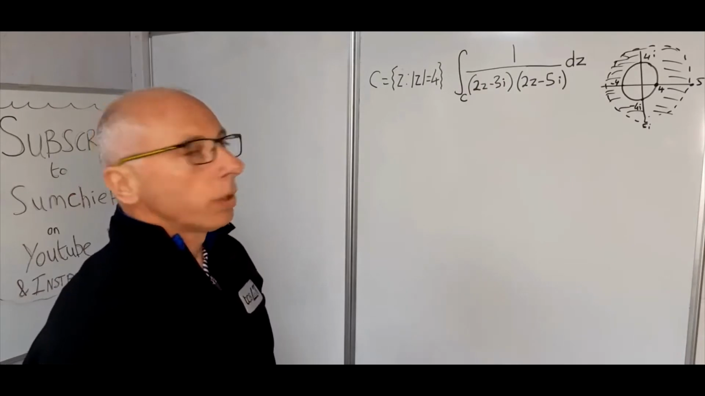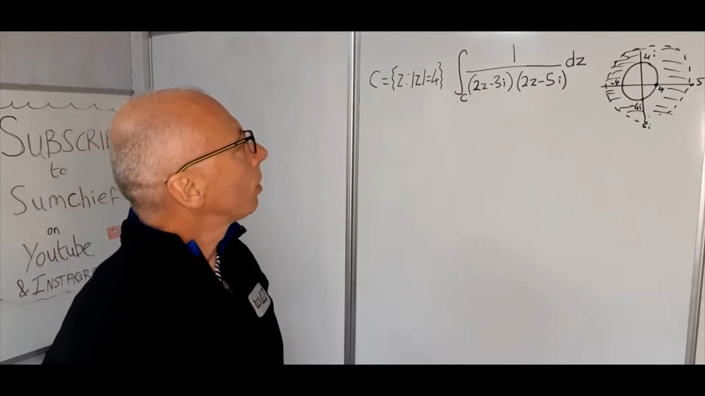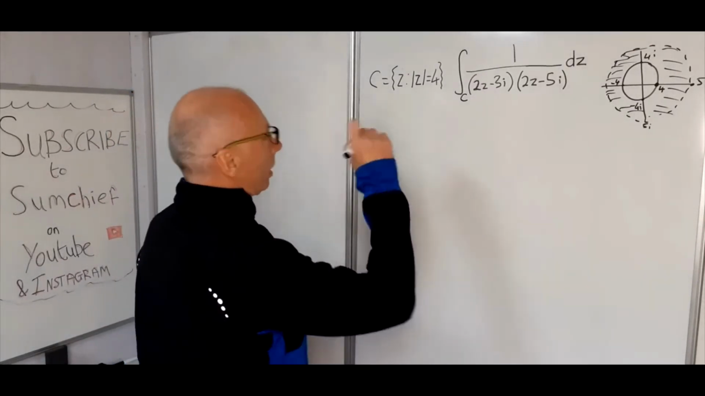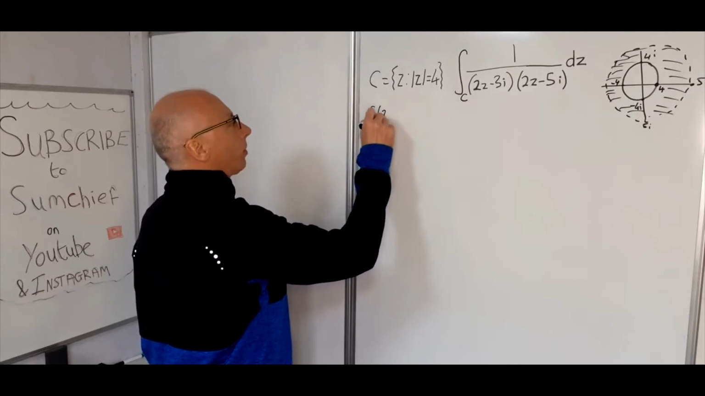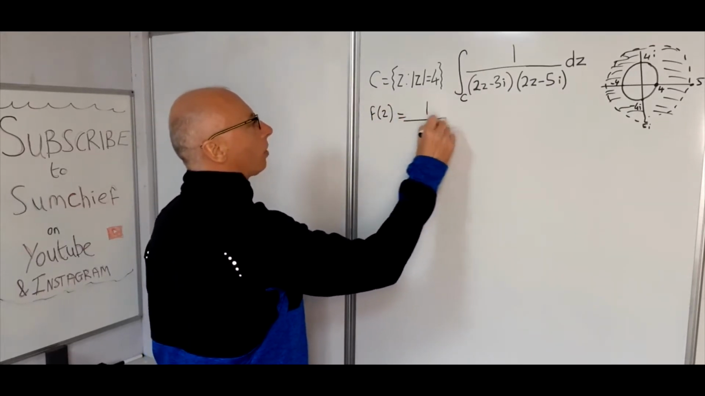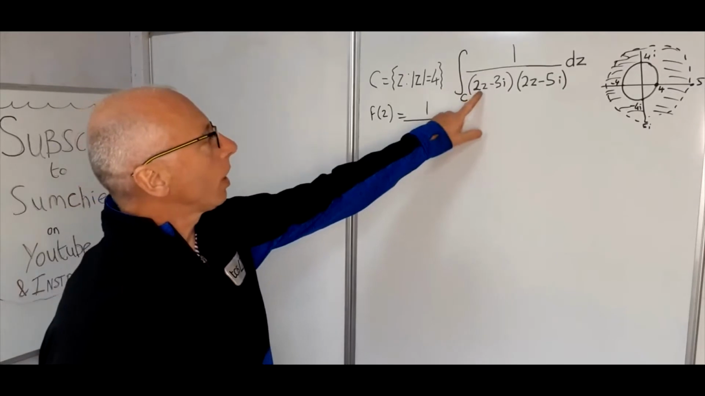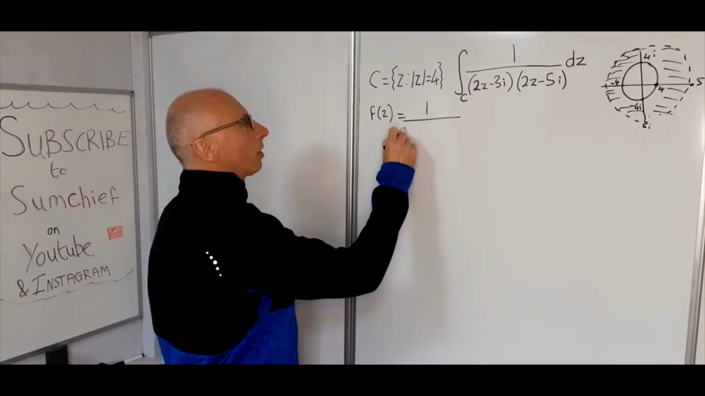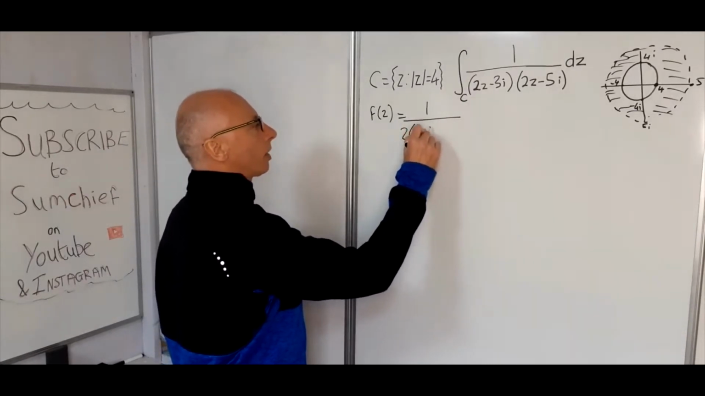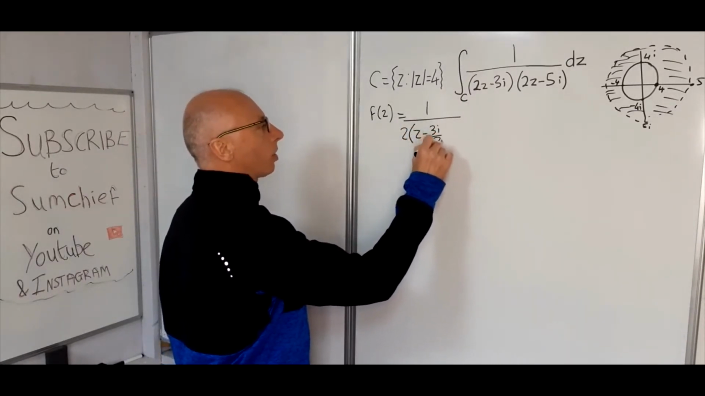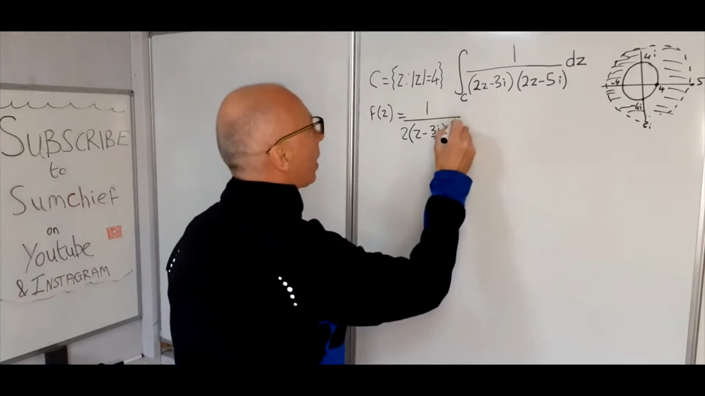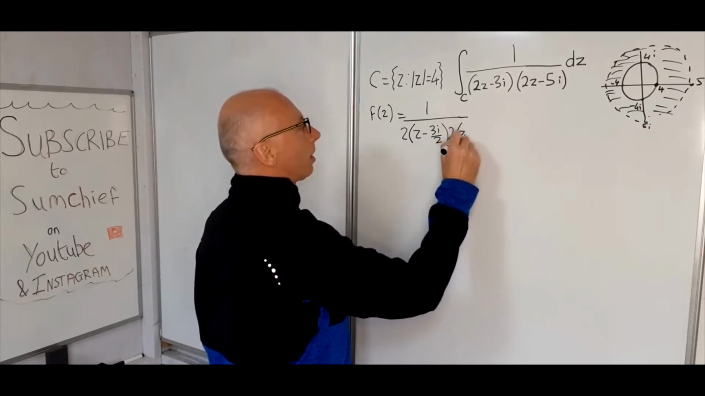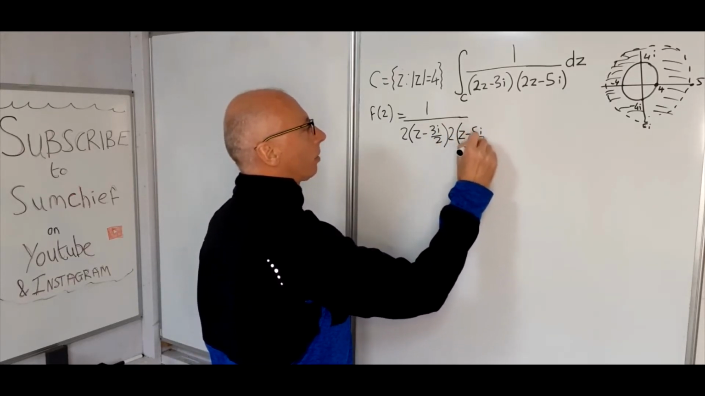So first of all, we need to find the residues. So how are we going to find the residues of this? Let's let f of z equal 1 over. Now for the residue theorem, we can't have the 2z. We need to factor out the 2. So we're going to have 2 times (z minus 3i over 2), and the same again here, 2 times (z minus 5i over 2).